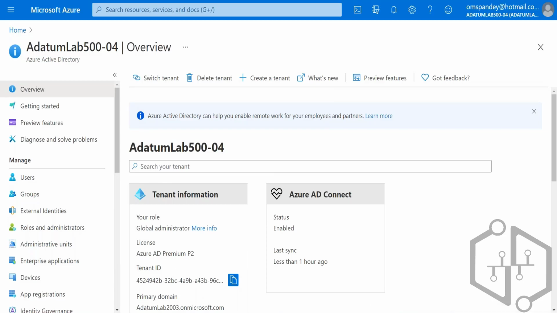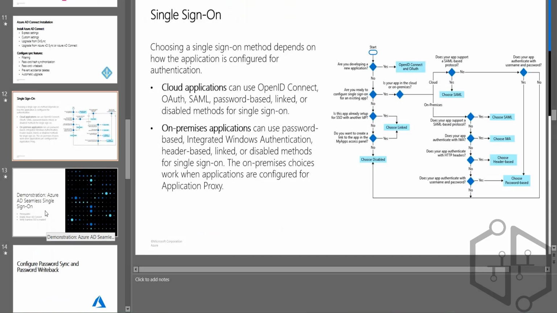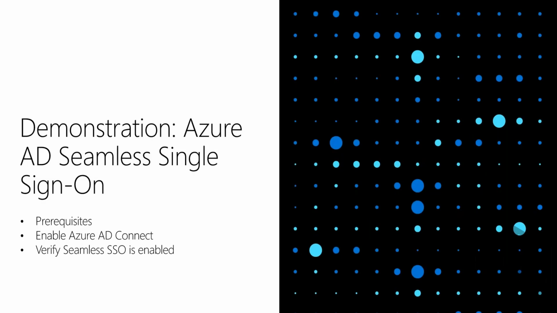Okay. So this is what we have done right now. We have checked for prerequisites. We have enabled Azure AD Connect, and we have done single sign-on over here. So how do you verify single sign-on? Till now we have configured everything, but we have not verified single sign-on.